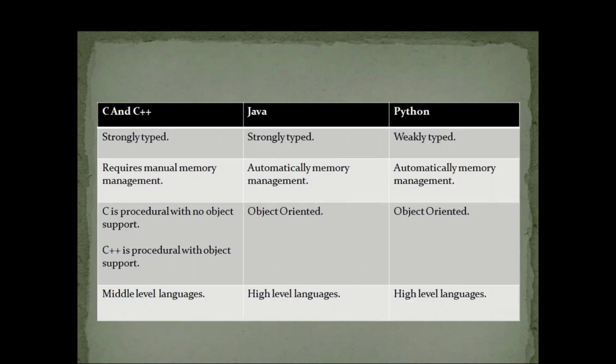So the main difference is to see the third point, that is C is procedural with no object support, C++ is procedural with object support. So Java is also object oriented, Python is also object oriented. So object support and object oriented is totally different thing. Okay, so that is the difference of these languages which I present to you, so that you can easily understand the difference between all the important languages.